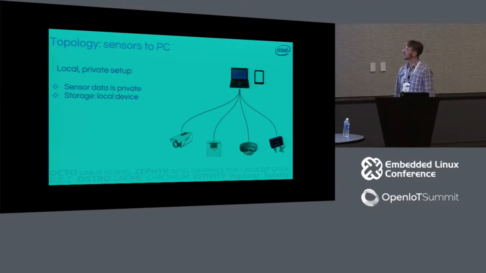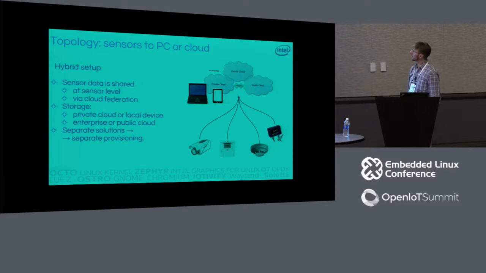And here the sensor data is private, and I store it in a local device, and all is mine. The next one is a hybrid setup where I want to store the data in a cloud. That can be still a local cloud that's in my house, hosted in my house, or I can use some public cloud, or basically it can have federation between them, and I can solve the sharing use case either by sharing directly the sensor data or by federation.